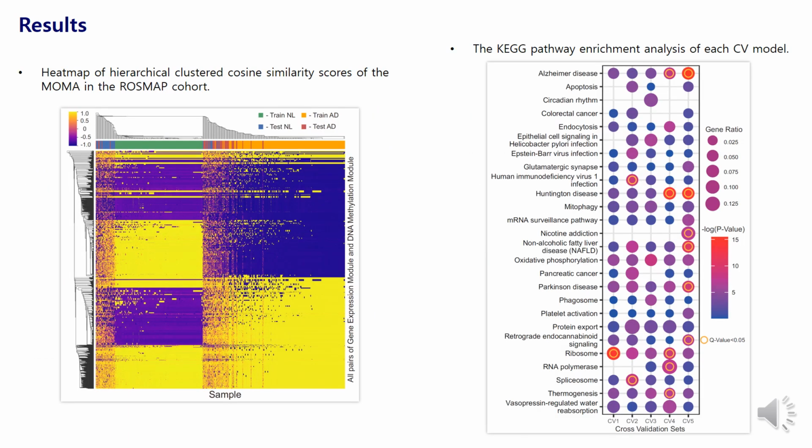The left figure shows a heat map of hierarchical clusters of cosine similarity scores. It means that the attention layer works effectively. And the right figure shows the biological interpretation.